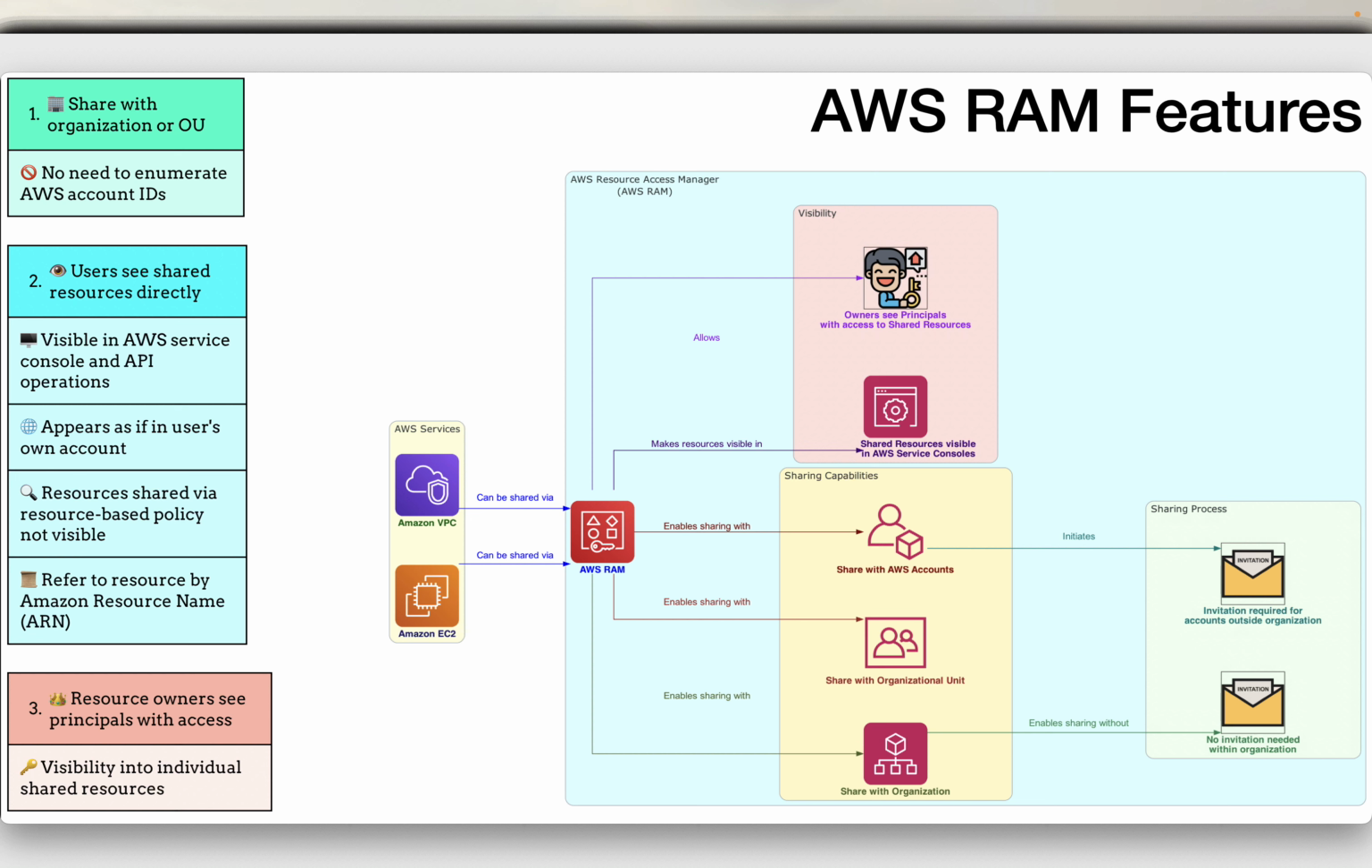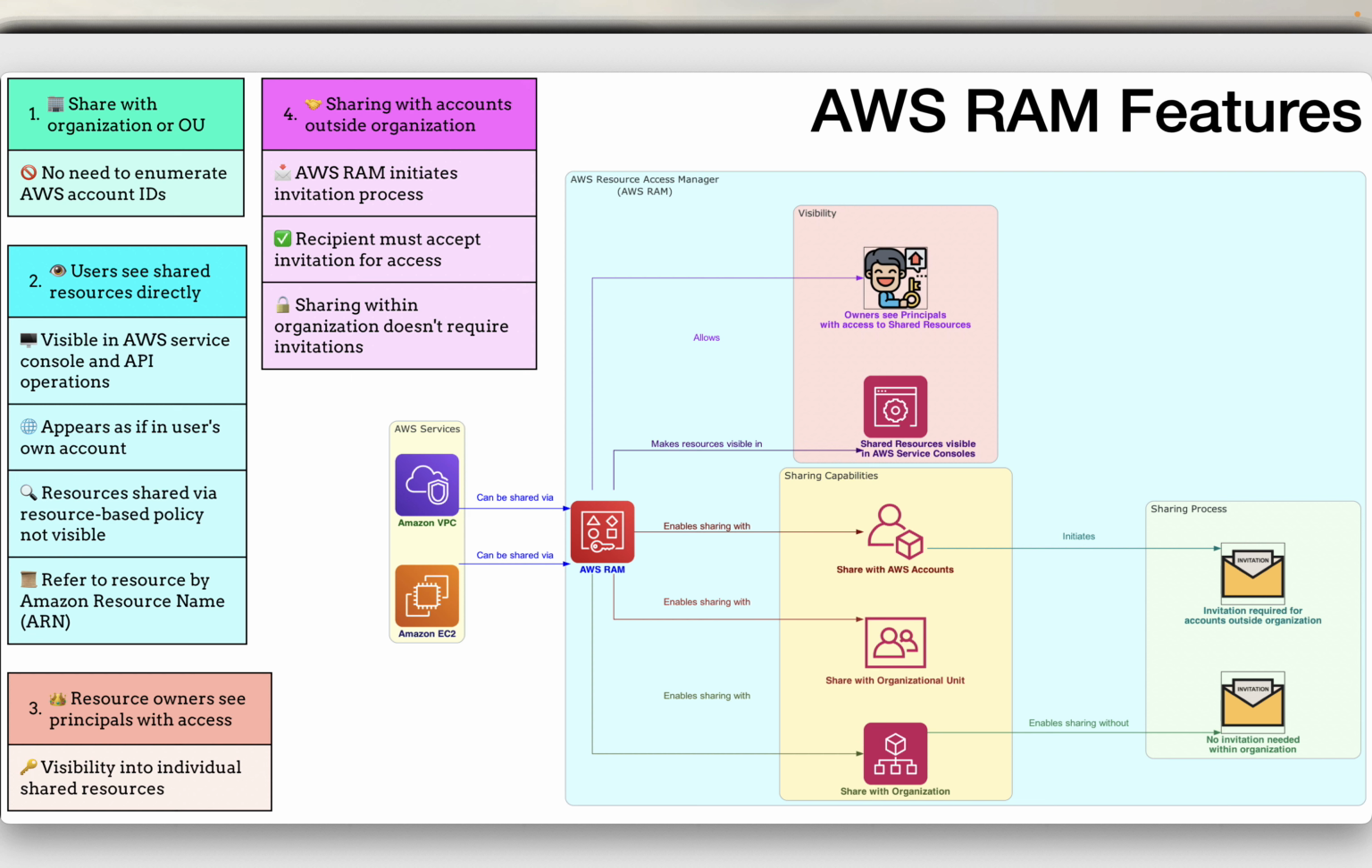The owners of a resource can see which principals have access to each individual resource that they have shared. So the owner account can also see which principals have access to the individual resource. So both parties get the benefit.